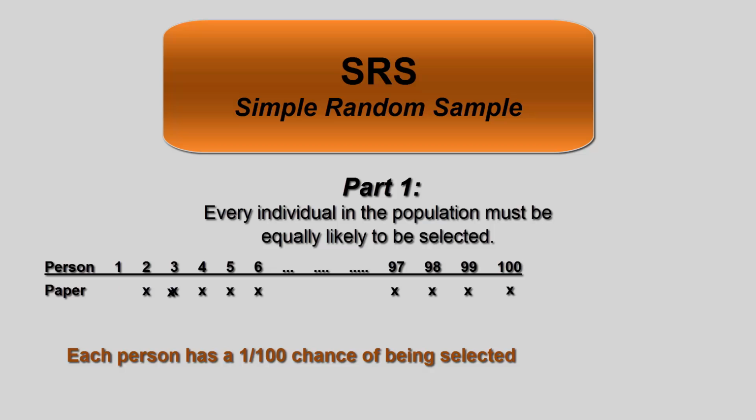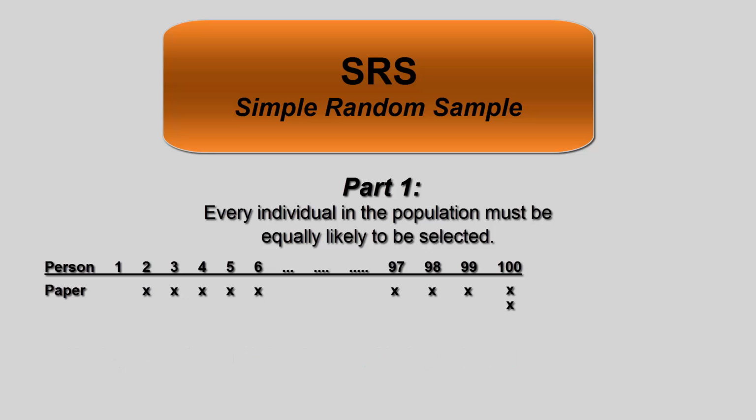But if one person's paper was given to someone else, and that someone else's name was on the paper, the someone else had 2 chances out of 100 to be selected. 98 people had a 1 in 100 chance, and the person whose paper was taken away had no chance of being selected. This now violates Part 1 of the definition of an SRS.